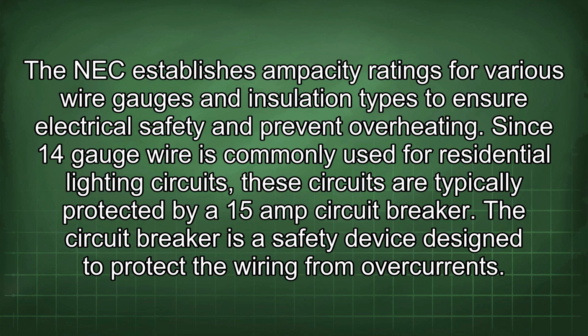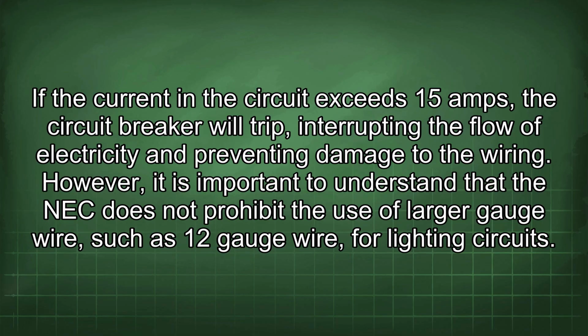prevent overheating. Since 14-gauge wire is commonly used for residential lighting circuits, these circuits are typically protected by a 15-amp circuit breaker. The circuit breaker is a safety device designed to protect the wiring from overcurrents. If the current in the circuit exceeds 15 amps, the circuit breaker will trip, interrupting the flow of electricity and preventing damage to the wiring.